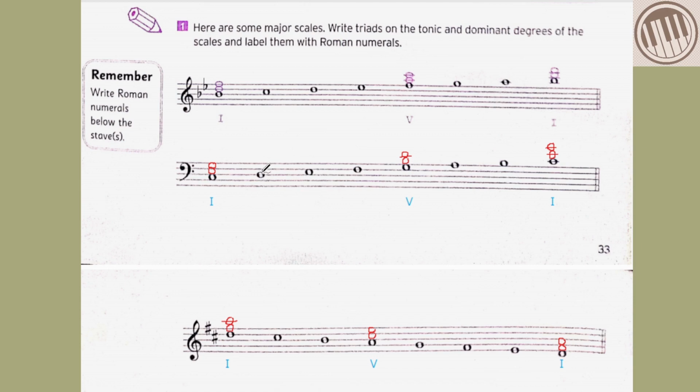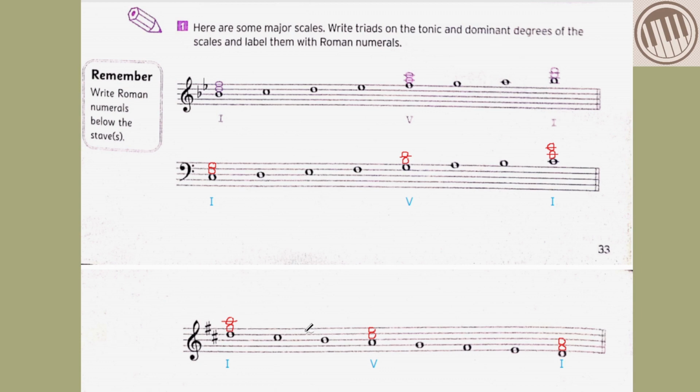My 5 chord starts on the 5th note, G, B and D. Make sure you write the ledger lines carefully. And then I can build the last chord on the 8th note of the scale. Remember, we don't have an 8 chord. So we write the tonic, which is starting on the middle C, E and G. So carefully take a look at these triads and write them out. And let's move on to the next one.